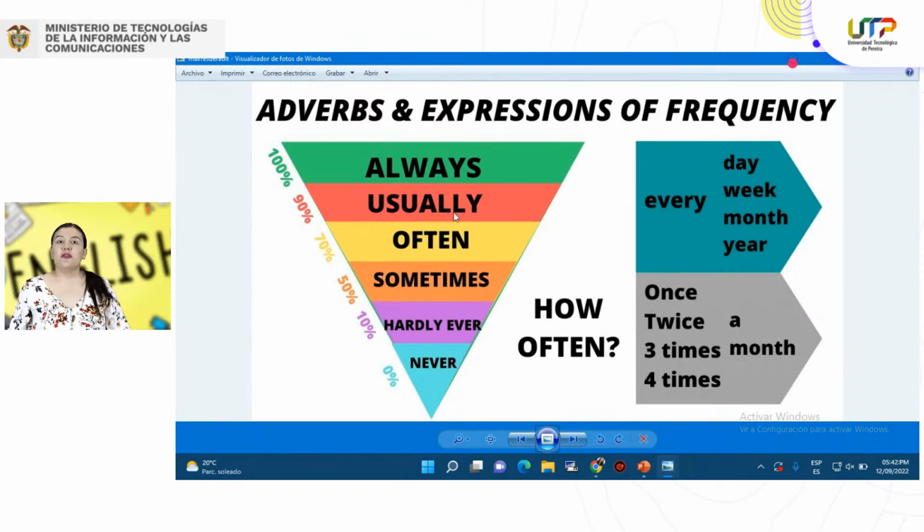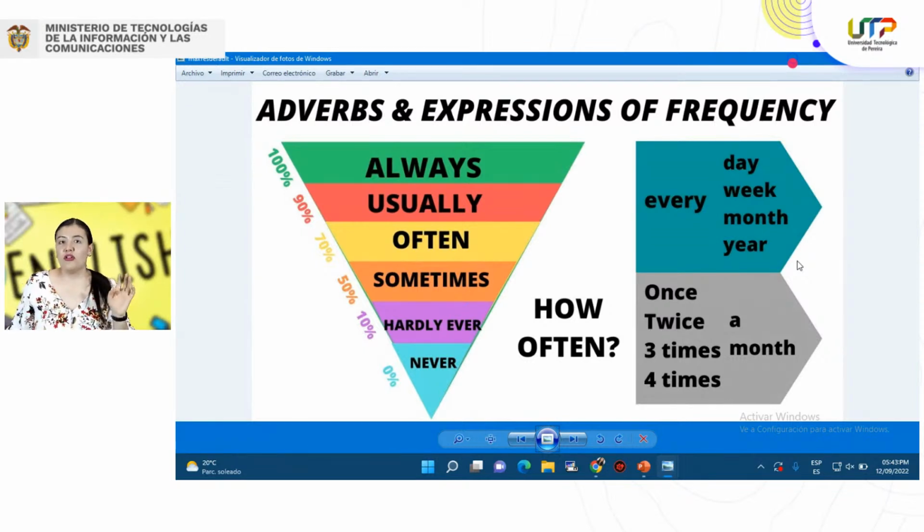Si yo no quiero usar un adverb of frequency, sino que quiero ser un poco más específica al hablar, entonces yo puedo usar expresiones de tiempo como every day, every week, every month or every year. Miren que todas son con every. Every en este caso simplemente es una traducción del inglés que podríamos acercar al español como todos los días.